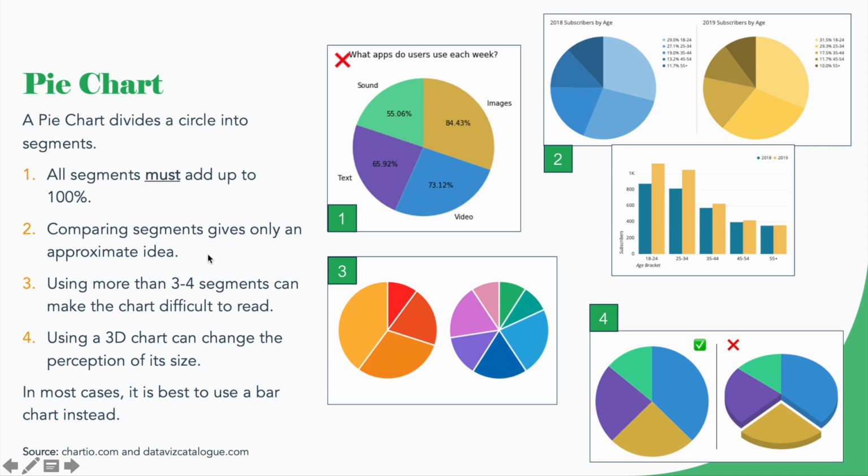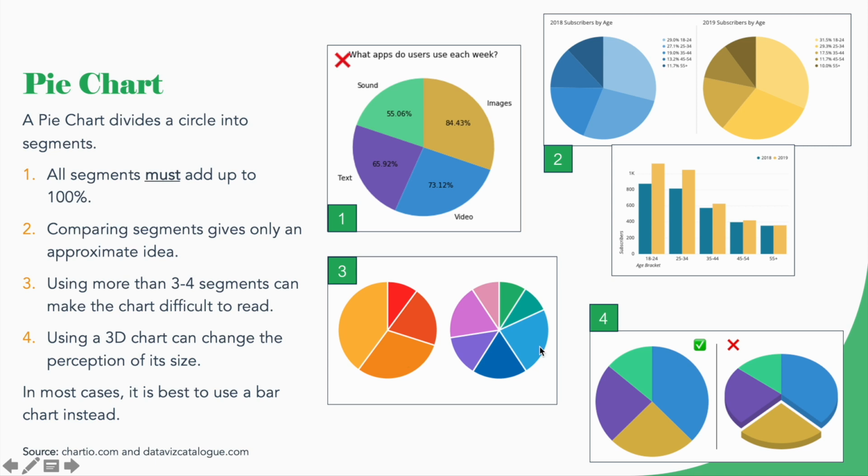That does not mean that pie charts are not useful. That just means that you have to acknowledge when presenting data in a pie chart that just giving an approximate idea is good enough in this case. Okay, point number 3. Using more than 3 or 4 segments can make the pie chart difficult to read. You see here, this one has 4 segments, you can still kind of compare, okay, this red one is the smallest and this one is the largest and this one is still larger than this. They are roughly similar, but this one is larger.